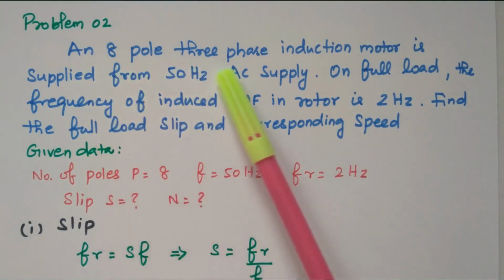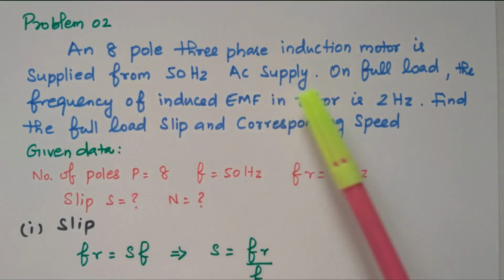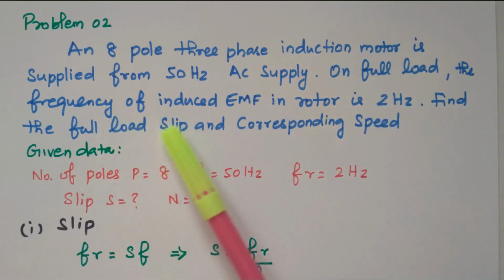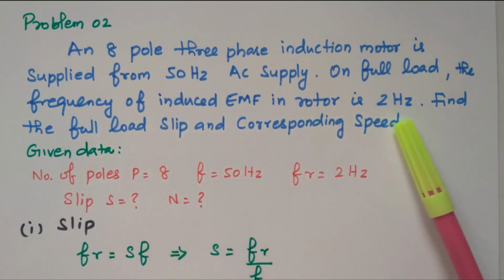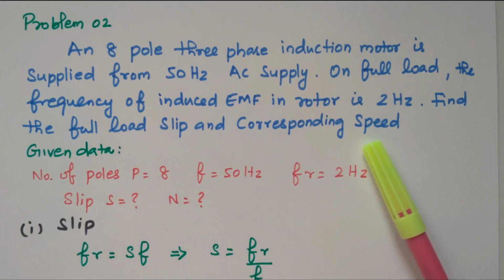An 8-pole 3-phase induction motor is supplied from a 50 Hz AC supply. On full load, the frequency of induced EMF in the rotor is 2 Hz. Find the full load slip and corresponding speed. So first we will analyze the data. The number of poles is given, P equal to 8. The frequency of the supply is 50 Hz. And the rotor frequency is given as 2 Hz. We need to find the slip of the induction motor and the corresponding speed of the induction motor.